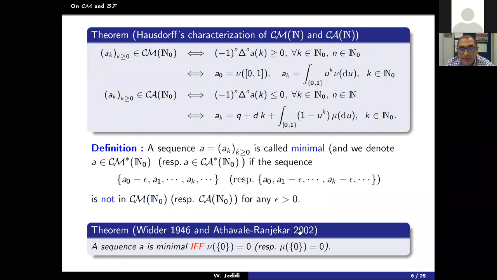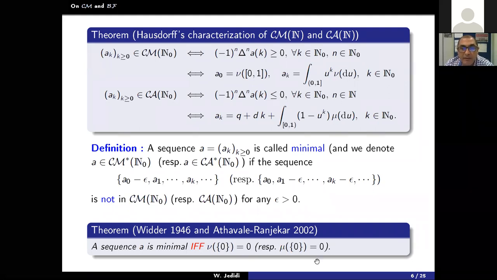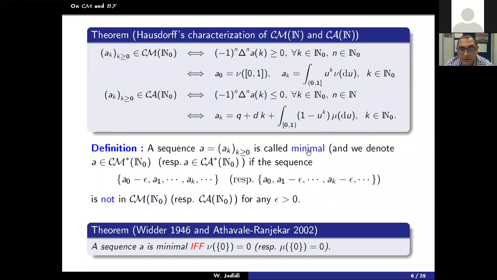In 1946 and 2002, with different methods, it was proven by Widder and Atakishiyev-Ranjivar that the sequence is minimal if and only if the measures you see here give no mass to zero. So minimal sequences are... Here I made a small mistake. It might be one, and here it might be zero.